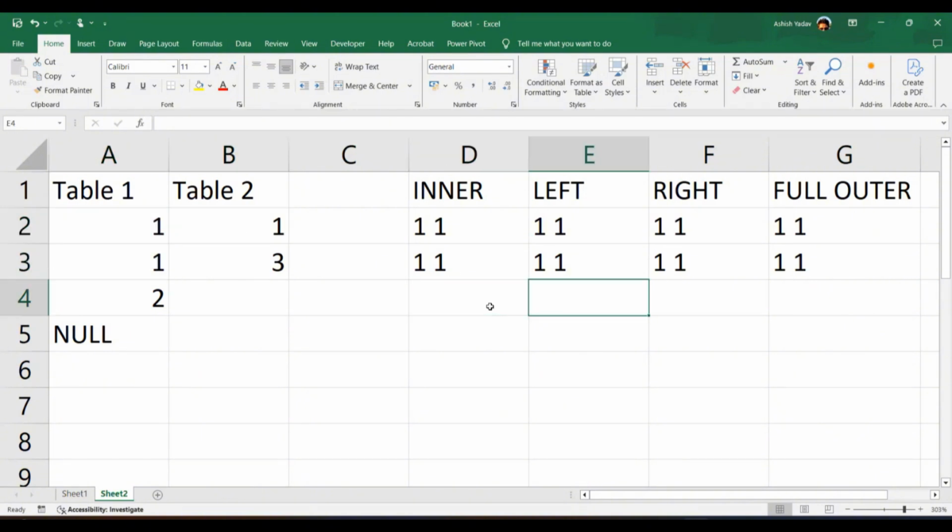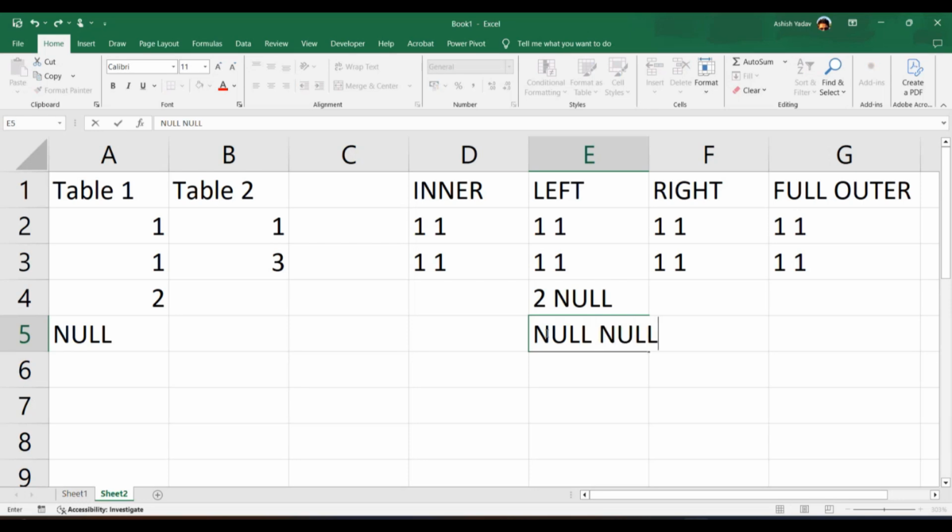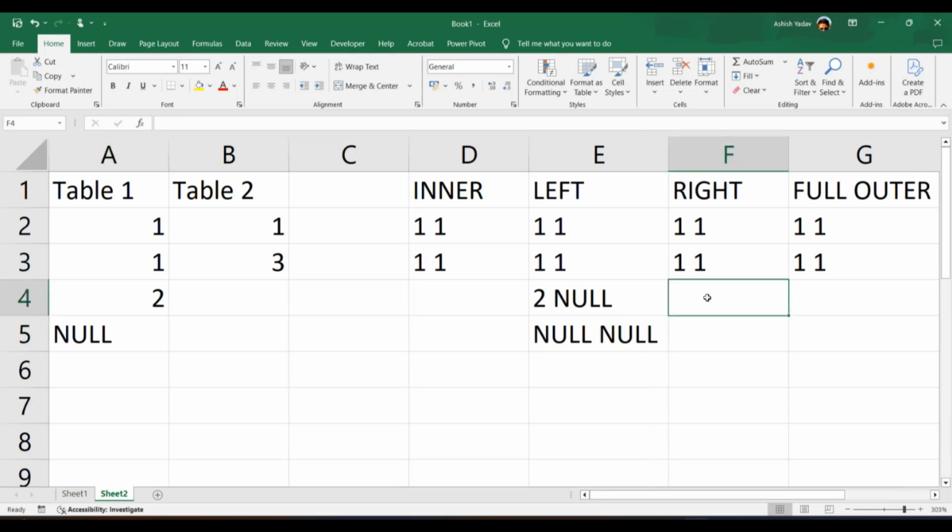Left join. What are the things which were not matched from the left side? 2 was not matched. Null also was not matched, right? So I will say 2 is coming from the left table. Nothing is coming from the right table. This null is also not matched. That means this null also is coming from the left table. And what is coming from the right table? Nothing. So again, null. Although these 2 nulls are not the same. This first null is this null. And nothing coming from the right table is this null. Okay. Right.